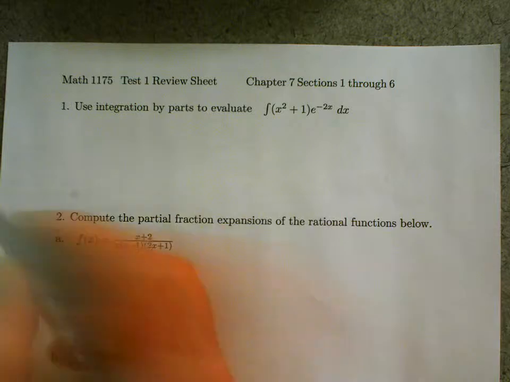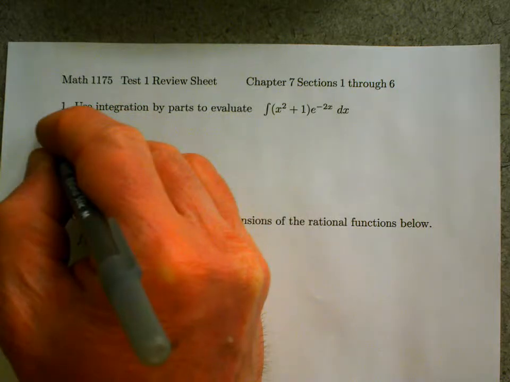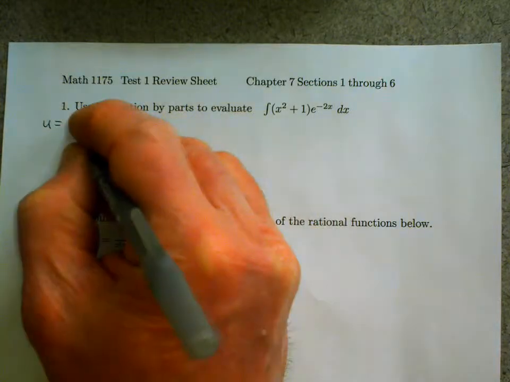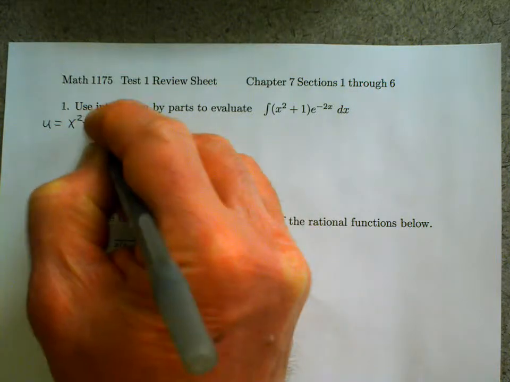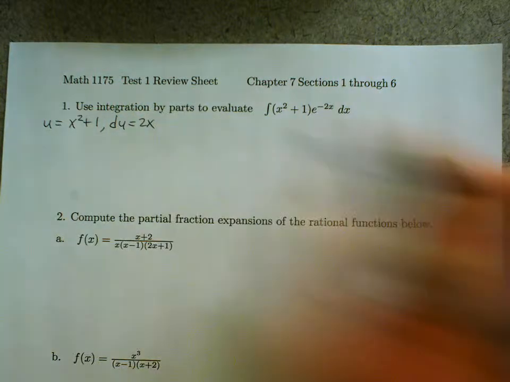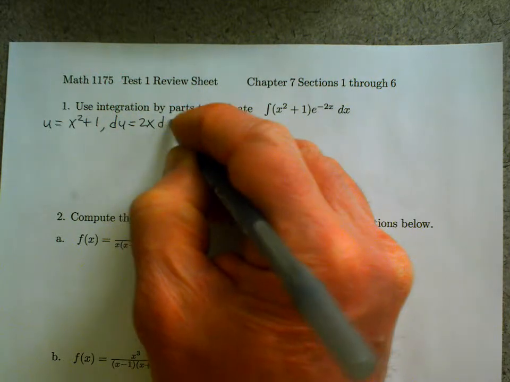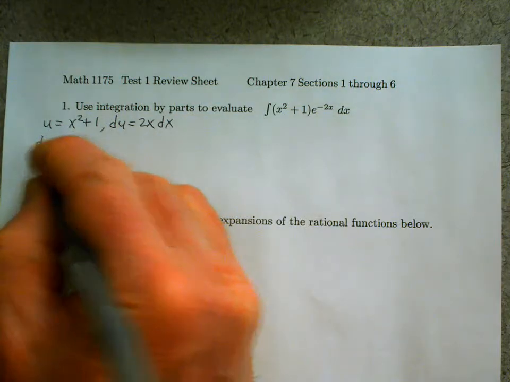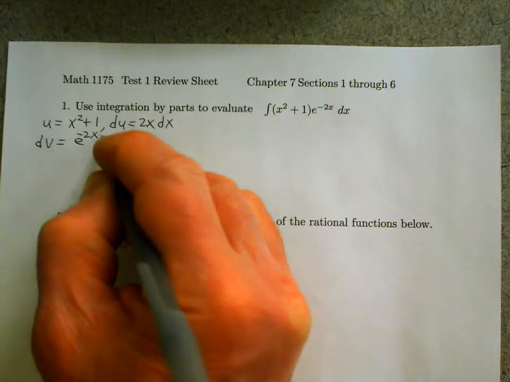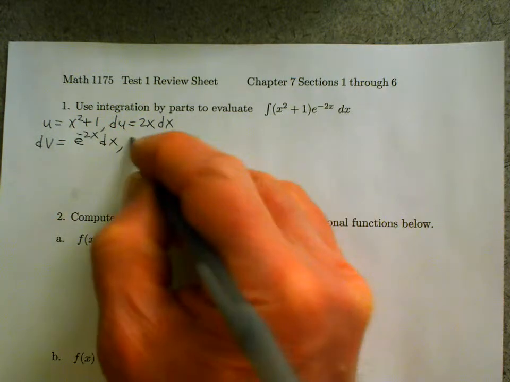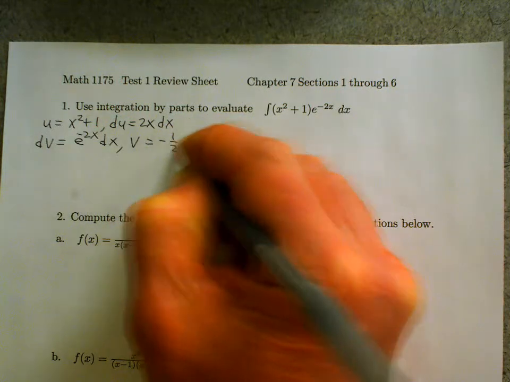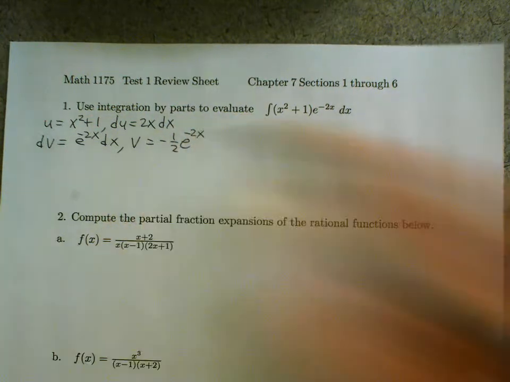Well, one way to do it is let u be x squared plus 1, so that du is 2x dx, and dv is e to the negative 2x dx, and that means v is negative 1/2 e to the negative 2x.